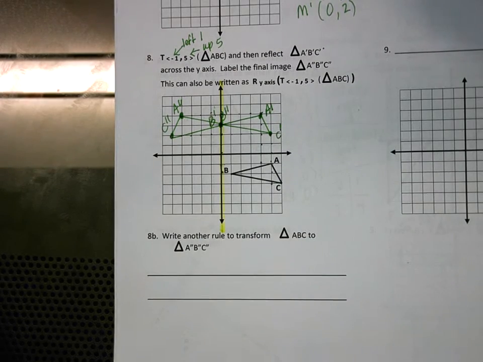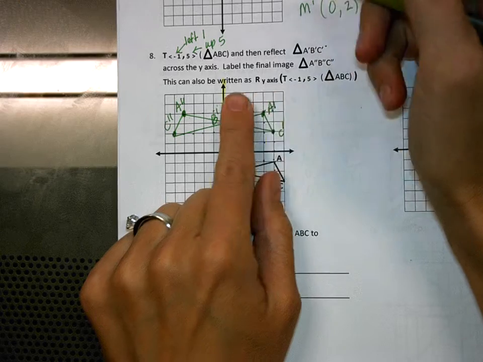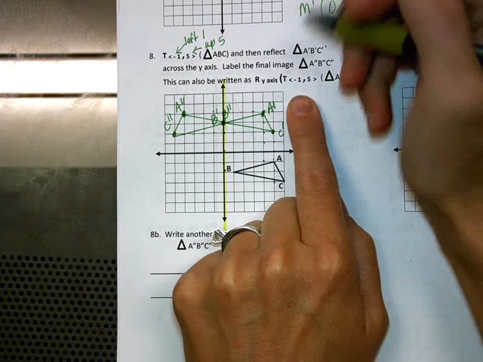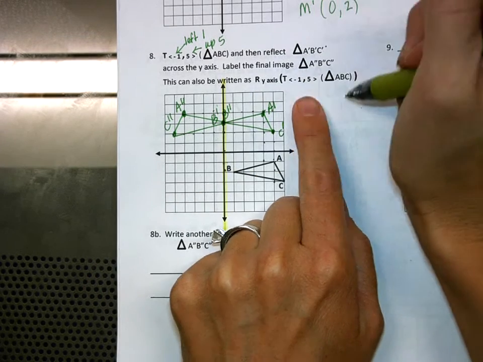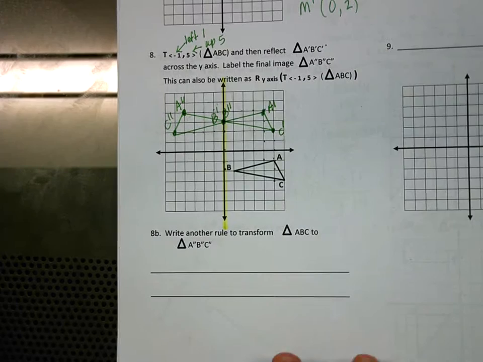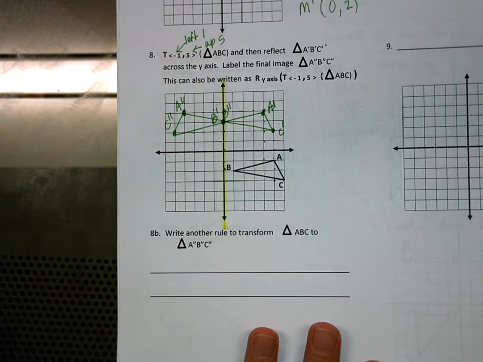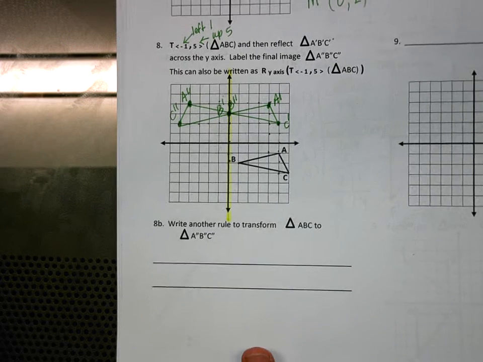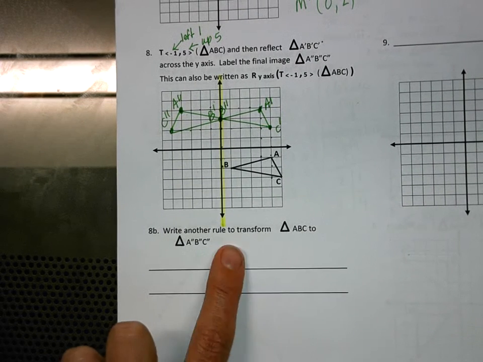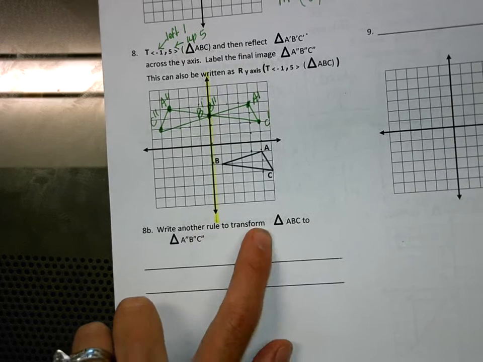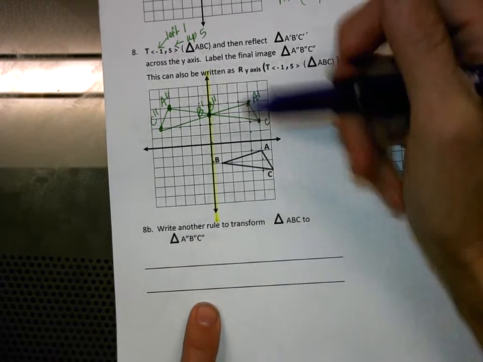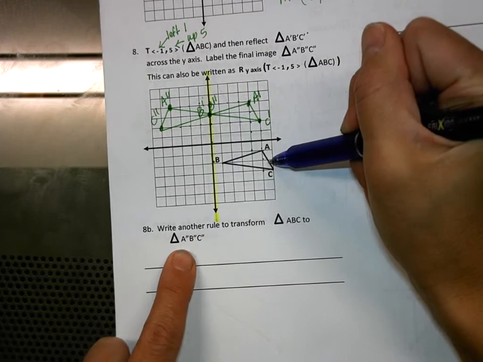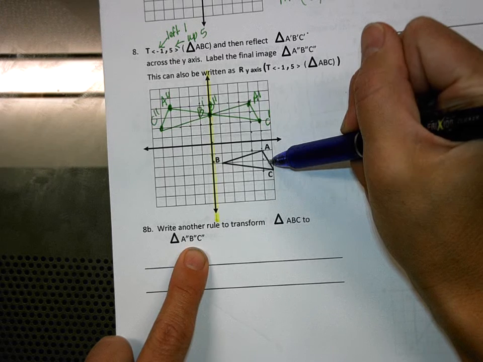And then it states that this could also be written as reflecting over the y-axis and translating (-1, 5). Okay? And so this double prime is your final answer. Okay, and then 8 says, write another rule to transform triangle ABC to A double prime, B double prime, C double prime.